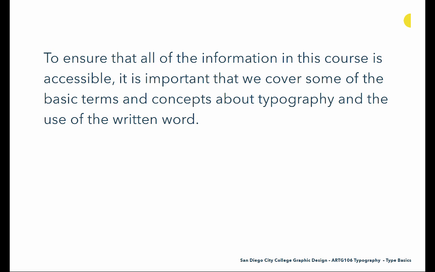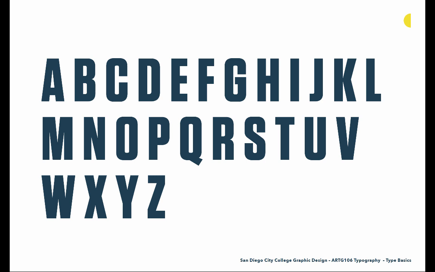When we're dealing with typography, we're really dealing with the alphabet, and that most applies to the written word. So we need to make sure that we understand the basics of how type is used and read and how we write. Here's an example of an uppercase alphabet. Here we're seeing the letters A through Z. This is in a condensed sans serif typeface.